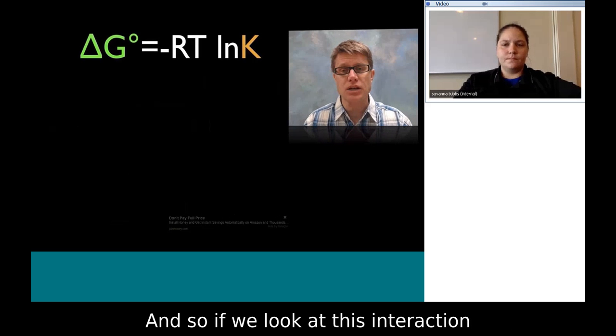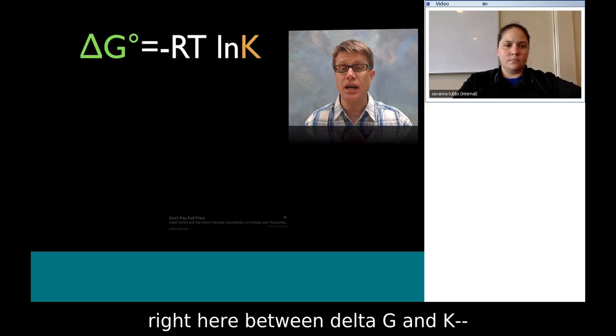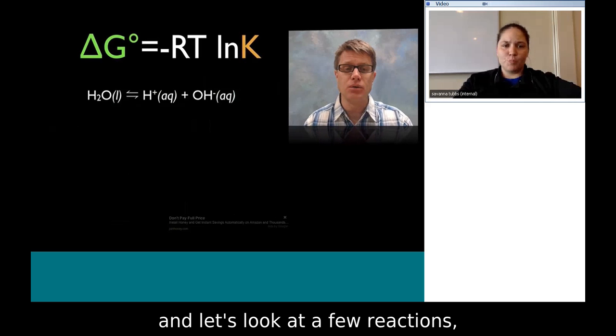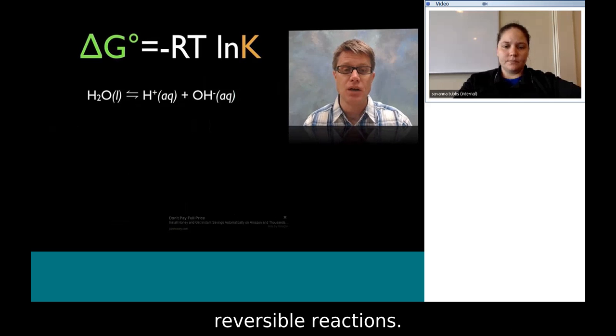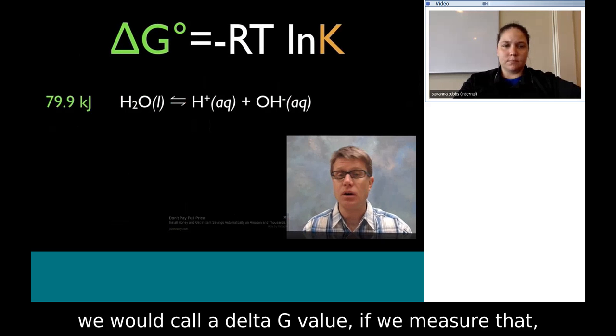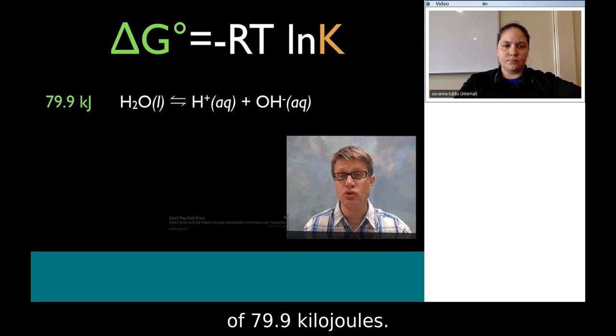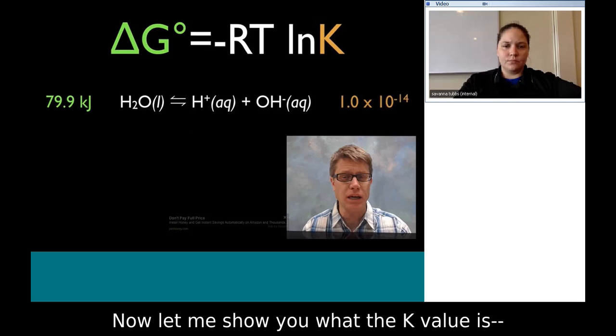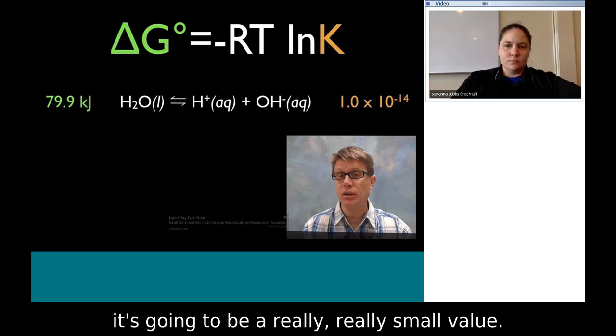And so if we look at this interaction right here between delta G and K, let's look at a few reactions, reversible reactions. So in this one, the breakdown of water into its different ions, we would get a delta G value, if we measure that, of 79.9 kilojoules. Now let me show you what the K value is. It's going to be a really, really small value.